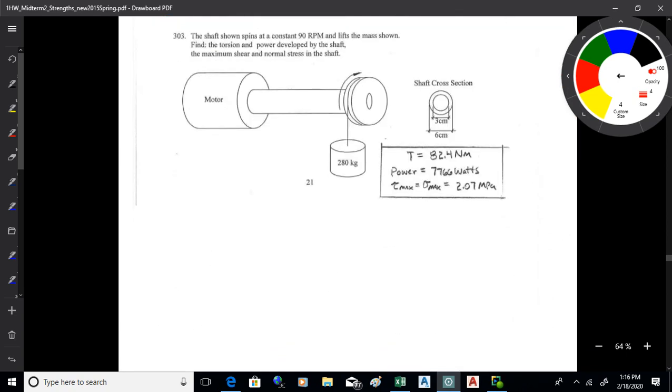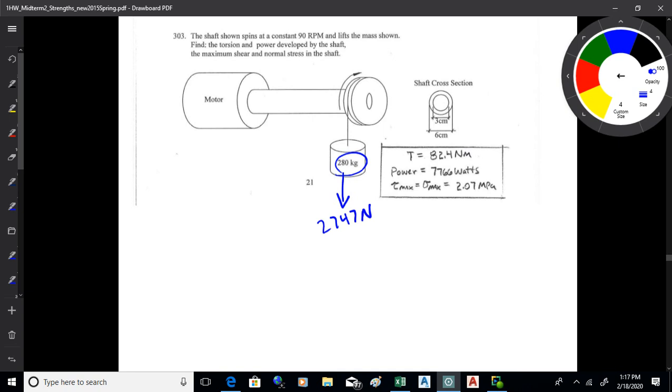Okay, the one after that, you've got the shaft spinning at a constant 90 RPM, lifts the mass shown. Find the torsion and power developed by the shaft, the maximum shear and maximum normal stress in the shaft. All right, this is just running through the basic equations. Again, as you often find in this class, it's putting them all together. So, all right, now that's a mass. Don't want masses, I want a weight, okay? So that's going to be 2747 newtons. Be the first thing I do.